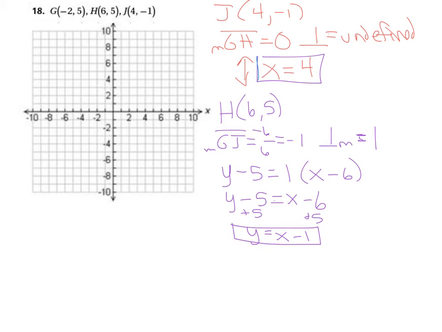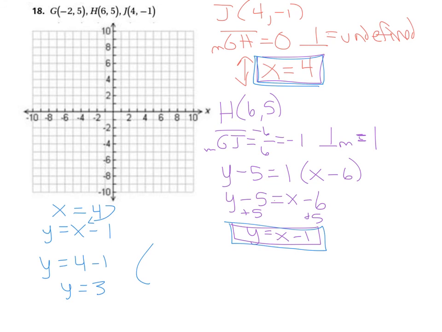I'm going to use my two equations that I came up with. Let's mark them in blue here actually. x equals 4 and y equals x minus 1, and I'm going to use substitution to solve for the orthocenter. I write my solution as an ordered pair, so x was 4, y was 3, so the orthocenter will be (4, 3).